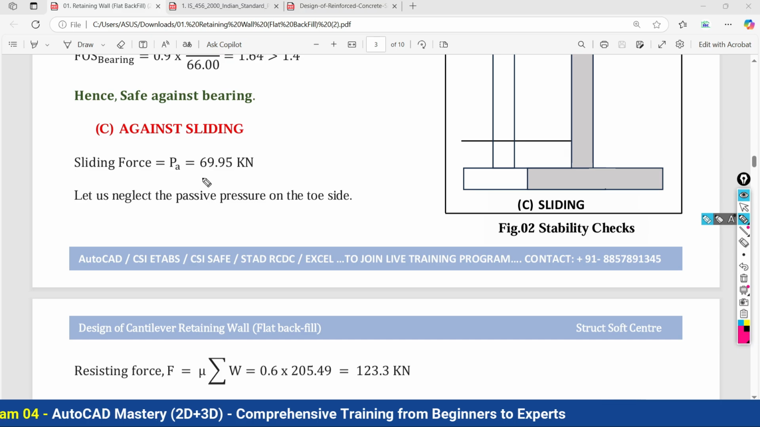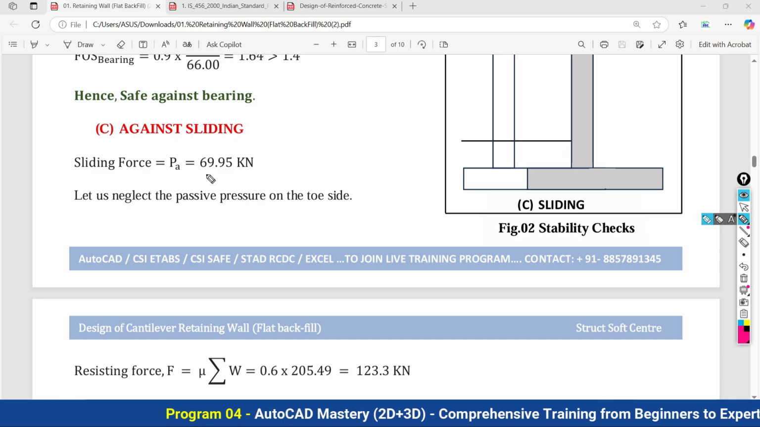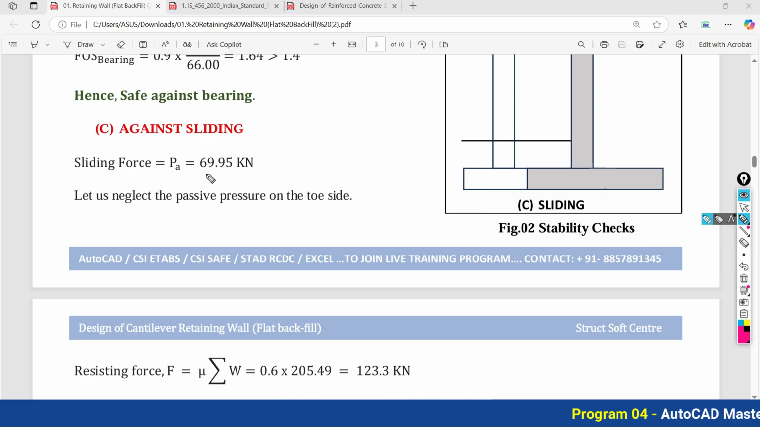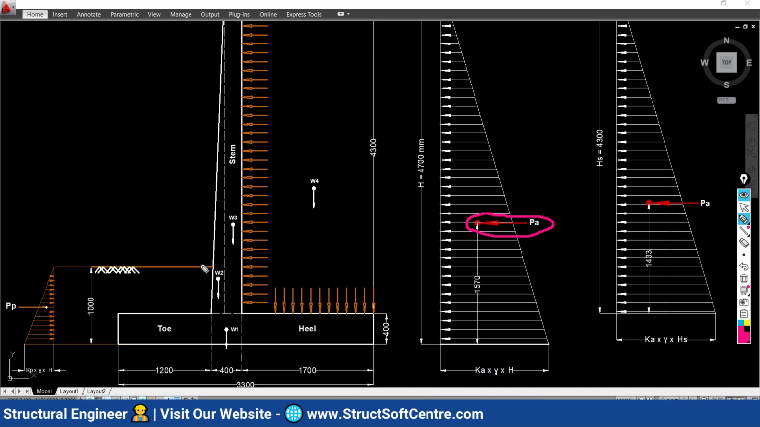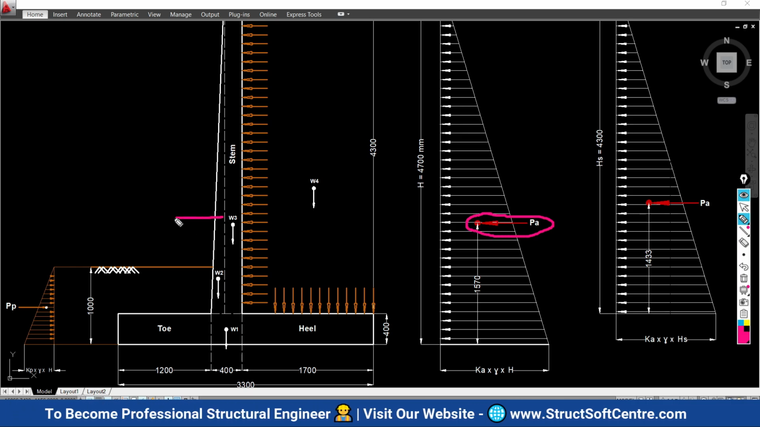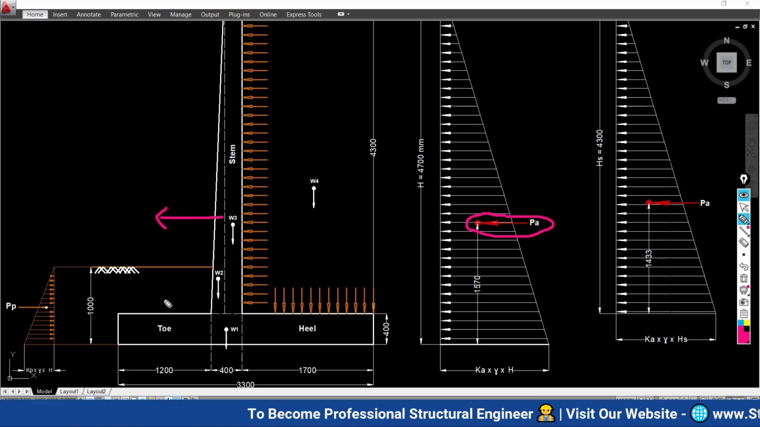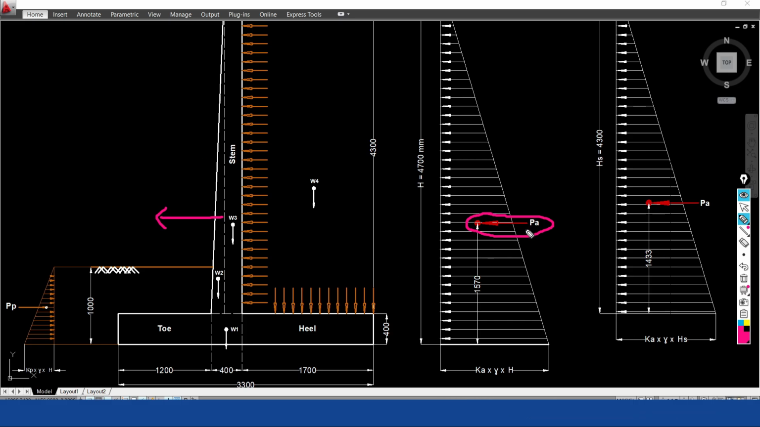Now the next check that we have to perform is the check against the sliding. It's a very interesting check to perform for the stability of your retaining wall. The retaining wall is going to be subjected to lateral load, as you can find from here. So this lateral load will become a cause of shifting of this retaining wall in this translational direction. When your retaining wall weight is not capable of maintaining its stability against this lateral load, what will happen? Your retaining wall gets shifted in this forward direction.